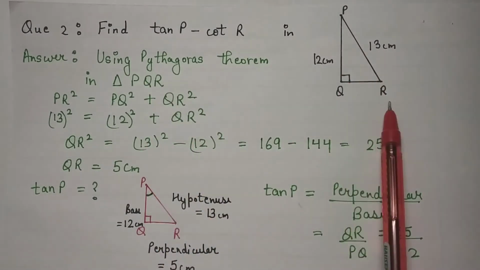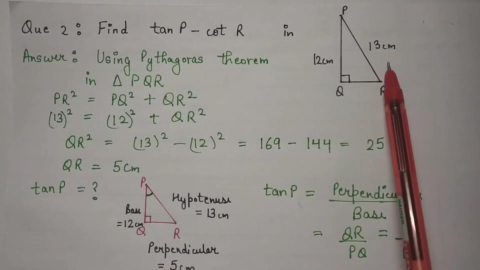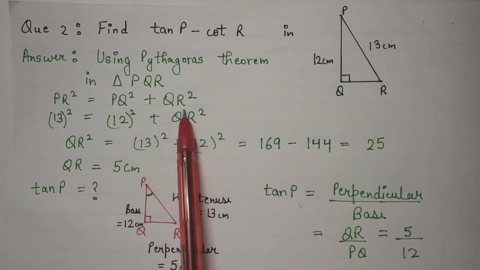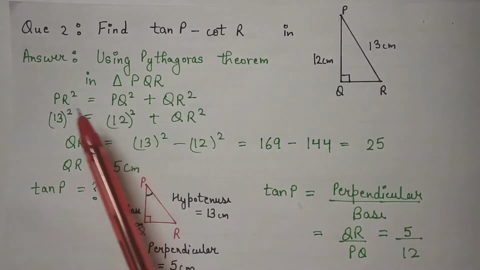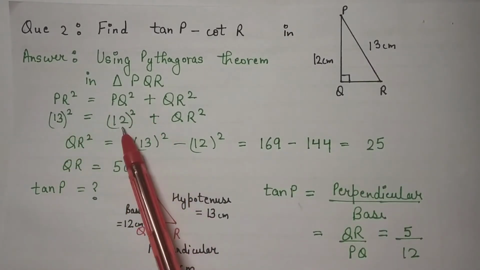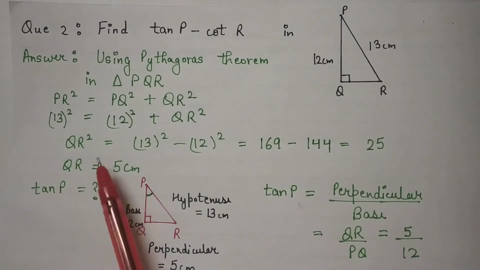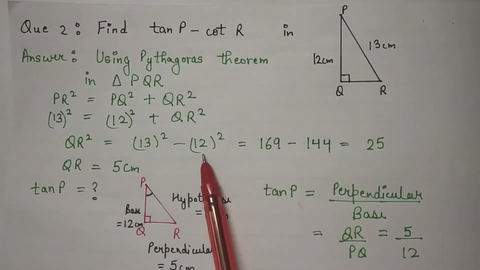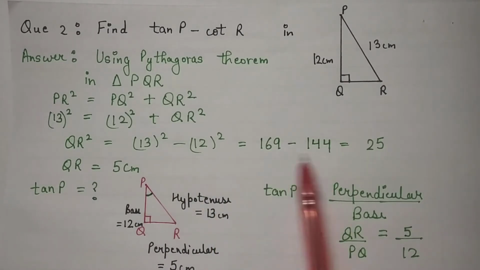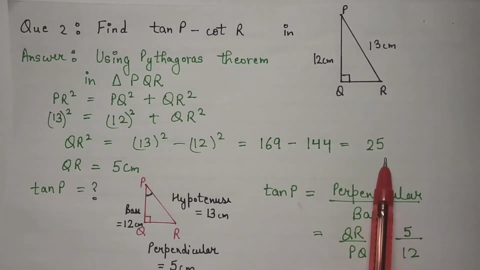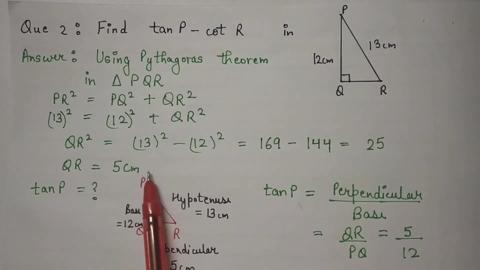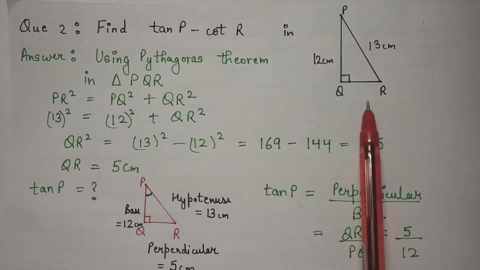In triangle PQR, PR square, that is hypotenuse square, is equal to perpendicular square plus base square. Filling the values, PR is 13 and PQ is 12. QR square is equal to 13 square minus 12 square. 13 square is 169, 12 square is 144, and subtracting I got 25. Then removing the square, QR is equal to 5 centimeter. First thing is always to find the three sides. So we have found out the three sides.